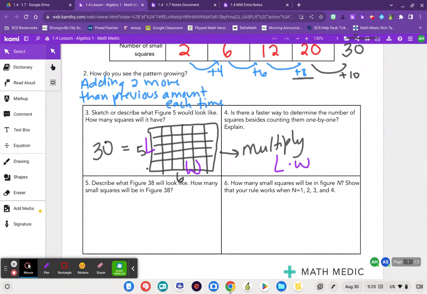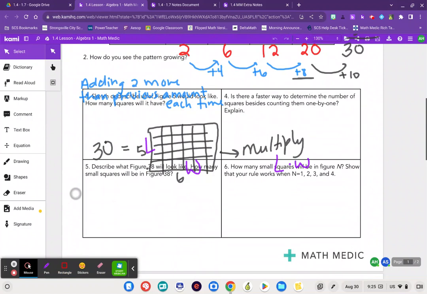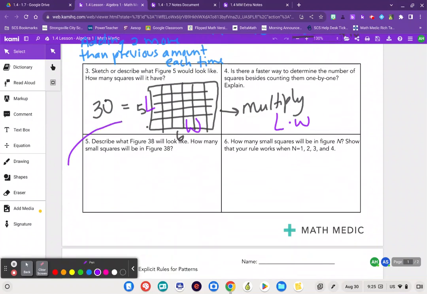And keeping in mind with this pattern, it says describe what figure 38 would look like. How many small squares would be in figure 38? I want to go back to this idea here. If I were to draw figure 38, there'd probably be a lot of squares. But I have 30 squares for figure 5. So if I'm at figure 38, it's going to be a lot more.